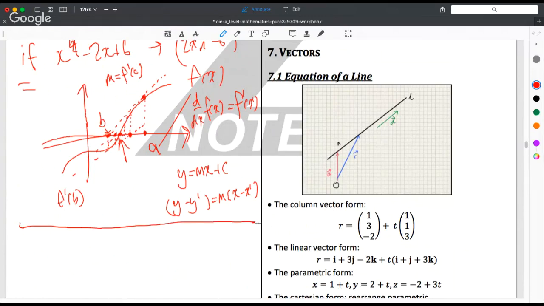Right, vectors. What is a vector? I think we've talked about vectors a little bit.